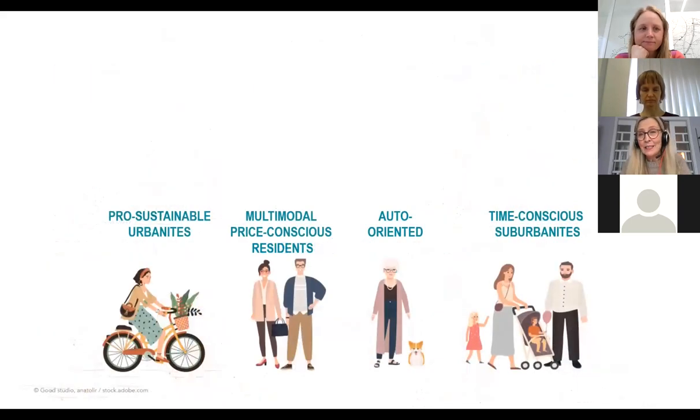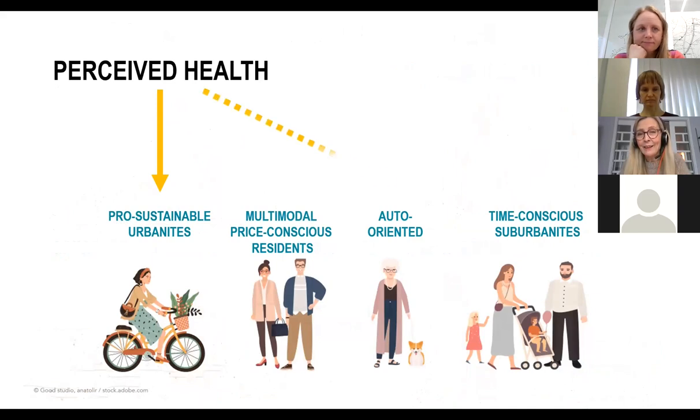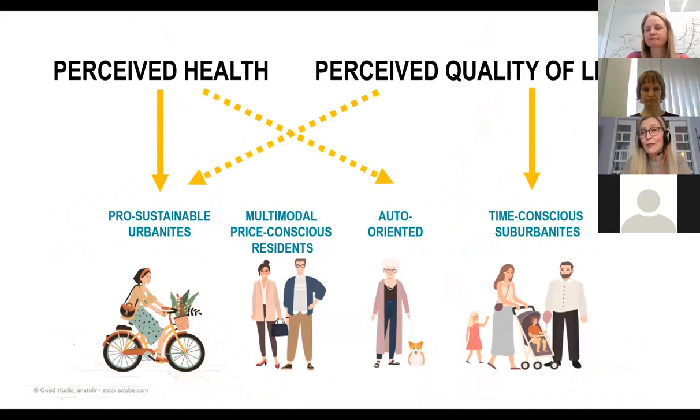Again, we have been interested in the health and perceived quality of life among these groups of people, and we have got some a little bit contradictory results here, which I have at the moment a hard time to explain: why a certain group enjoys the best perceived health, namely pro-sustainable urbanites, while another group perceives their quality of life best, namely time-conscious suburbanites. But we will continue studying this later for sure.